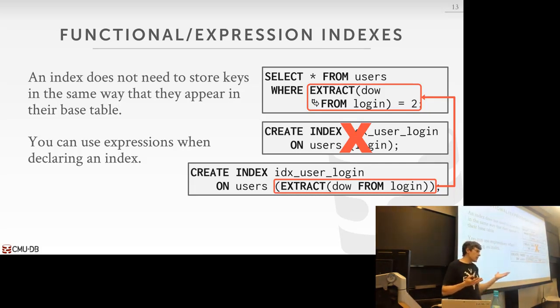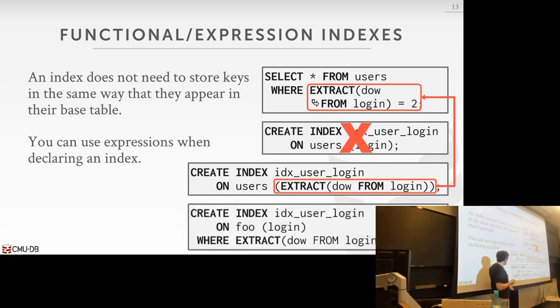What's another way we could speed this query up, that we've already shown before? The partial index way, right? So instead of creating an index on the extracted day of week, I can just use that as my where clause, to say put only the elements where the extract value produces 2.